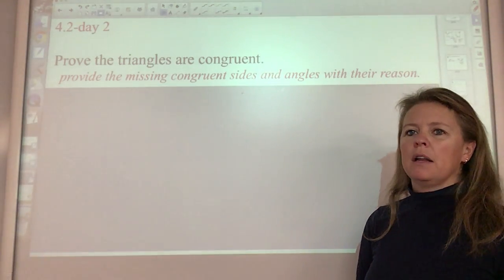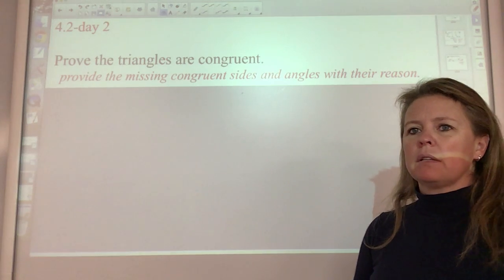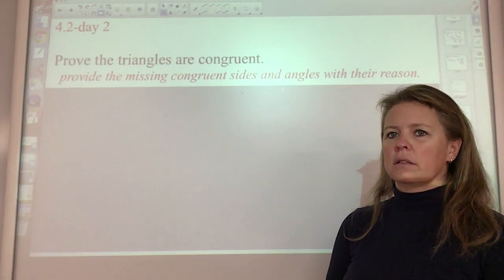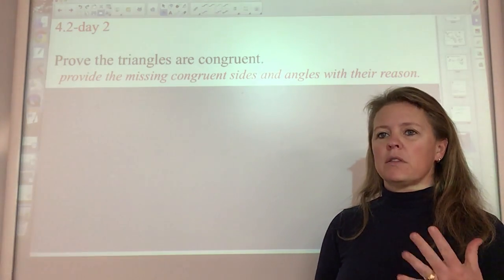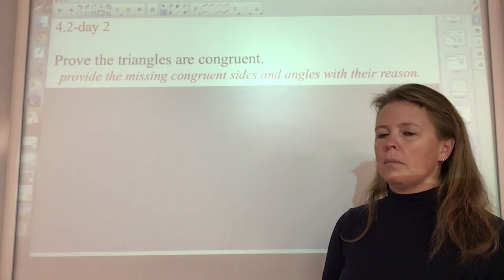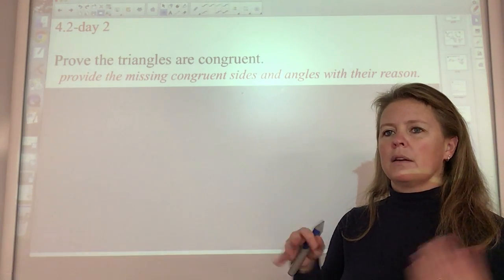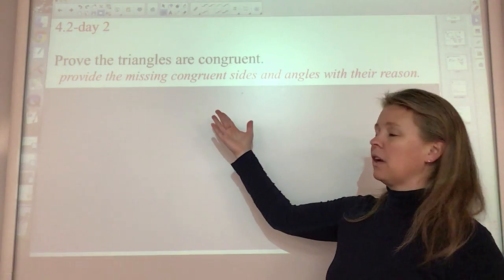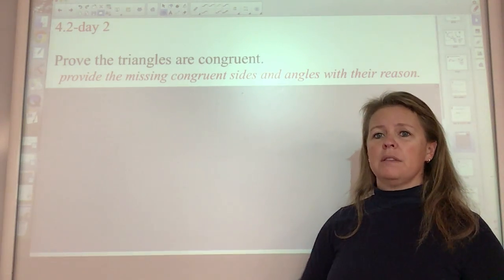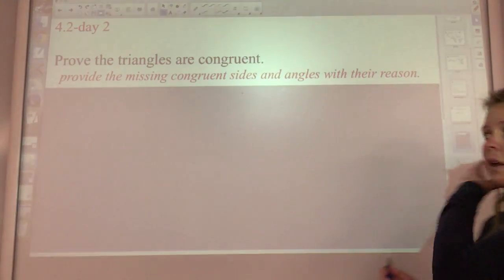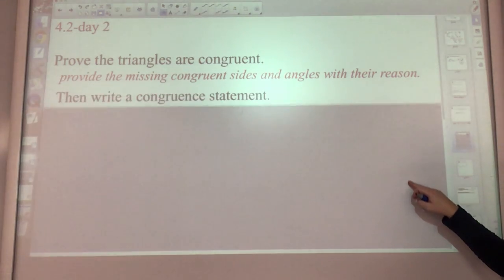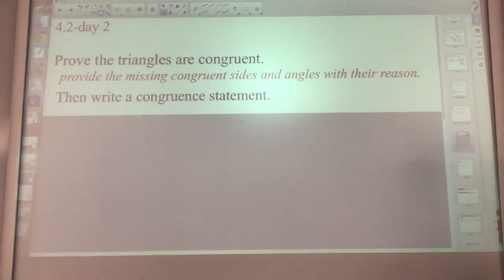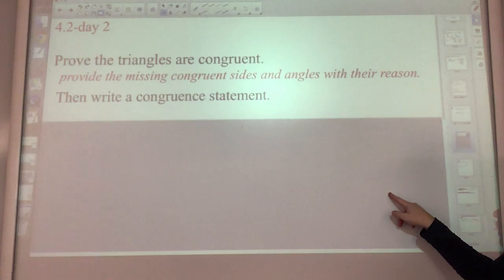We have to provide the missing congruent sides and angles with their reasons. So they're going to give us most of the 6 parts. Remember, 3 sides, 3 angles for 6 parts altogether. We have to come up with the missing ones, but we need a reason for it too. So have your cheat sheets out and handy and ready to go with this. Once we prove that they are congruent, then we're going to write a congruence statement.